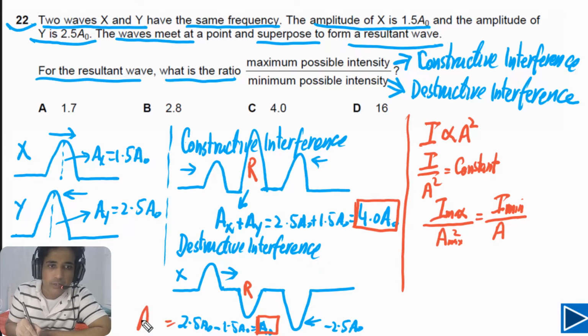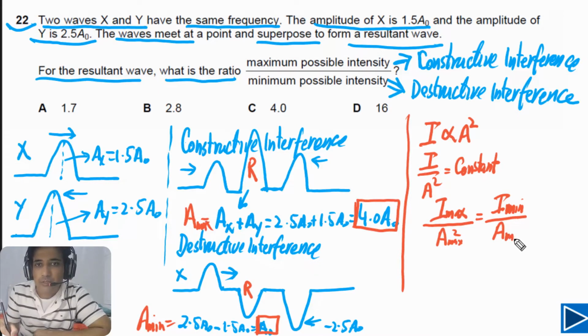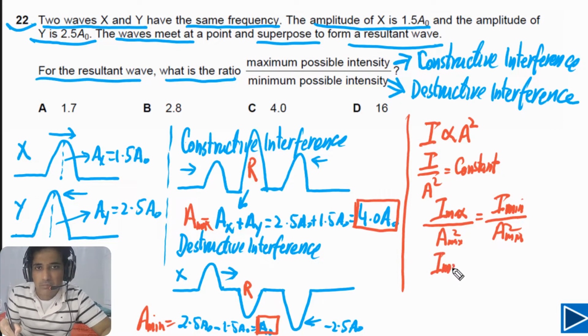We can also write down here, this one is A minimum and this one is A max. So this is A minimum square. Now we need to rearrange this. So we can write down I max divided by I min, this will be equal to A max square divided by A min square.